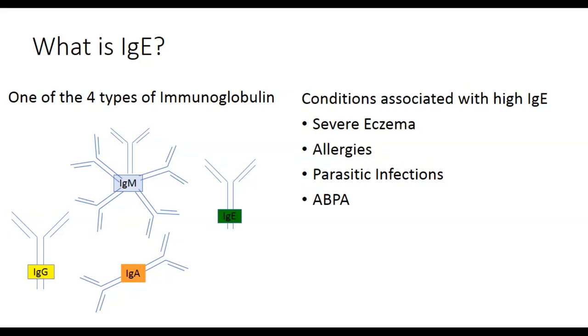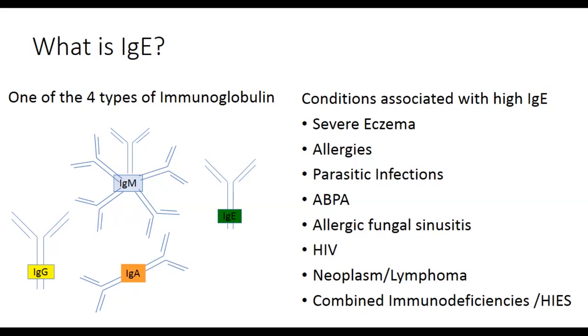We also will see a high IgE in patients who have allergic fungal sinusitis. It can commonly be elevated in later stages of HIV or in patients who have a neoplasm or lymphoma. But what we're here to talk about today are primary immunodeficiencies associated with elevations in IgE. And that's usually in the so-called hyper-IgE syndromes, although we're really getting away from that umbrella term and really trying to think of these diseases more specifically to the exact pathway that has led to their presentation with a high IgE and combined immunodeficiencies.